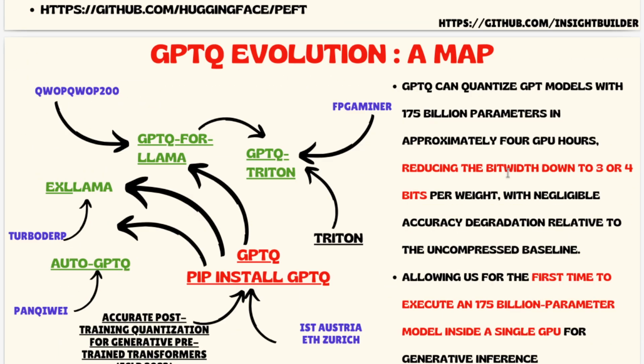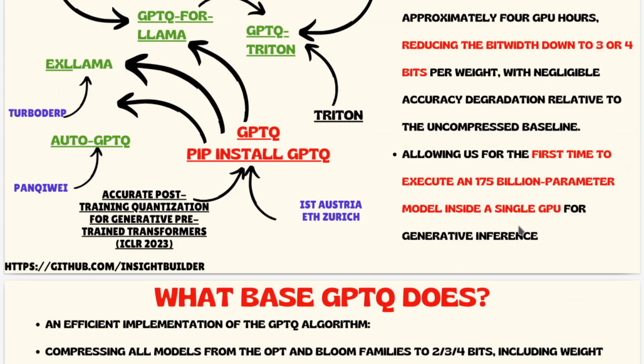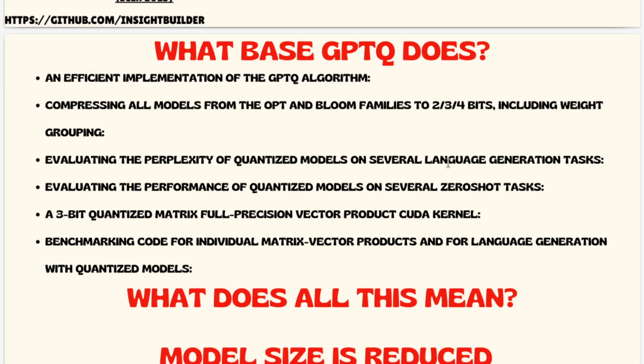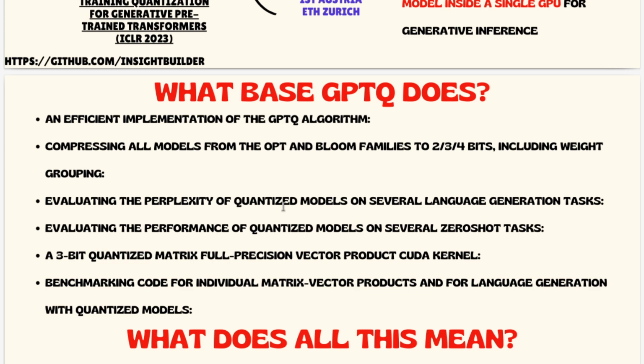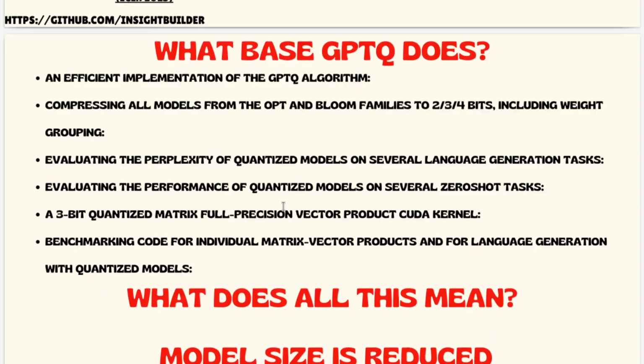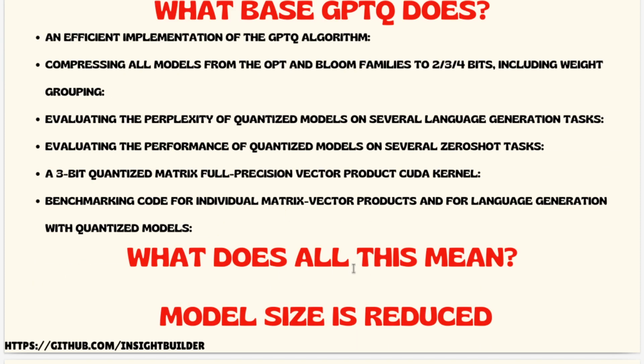Apart from this, there is something that I want you guys to understand. Here is a brief about what GPTQ does. I am telling the various points that have been shared by this team. They have actually shared this, and I've just placed it here. The point is, you don't need to actually know what all that means. Model size is reduced. This is what you have to understand.